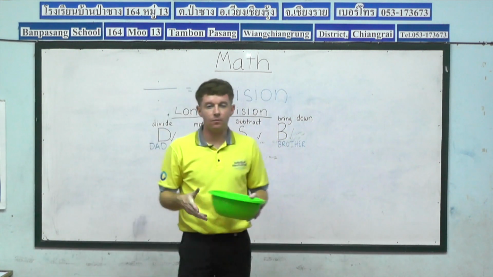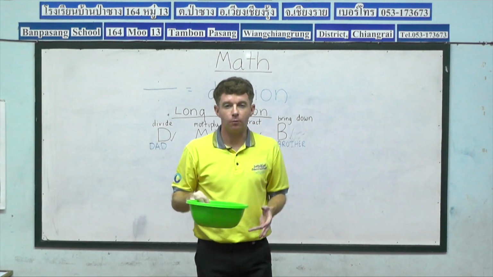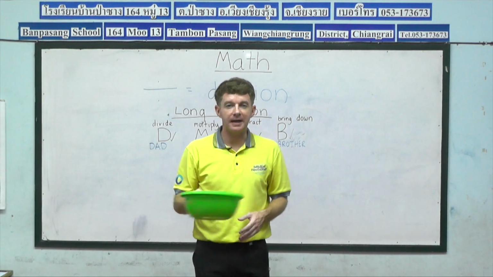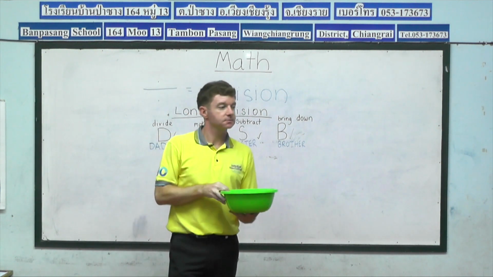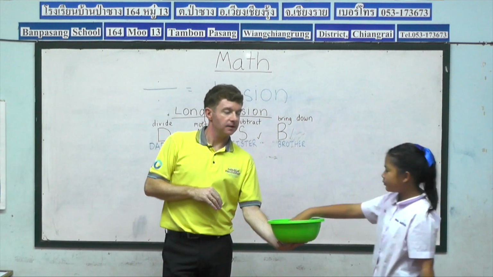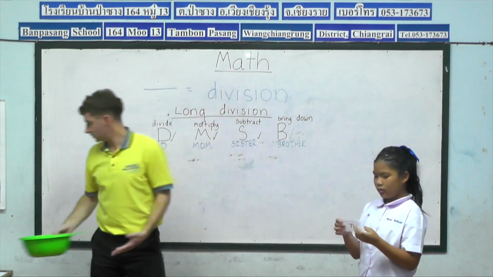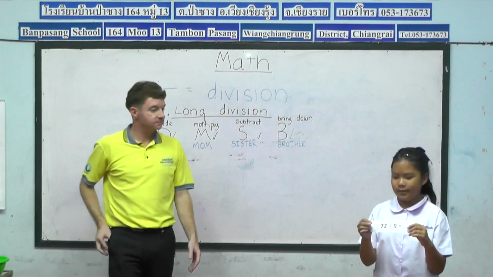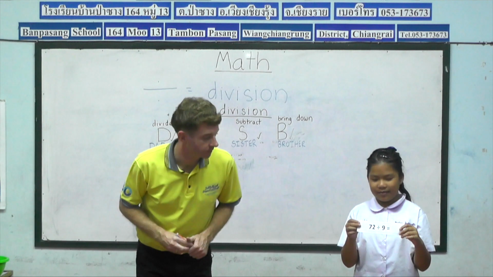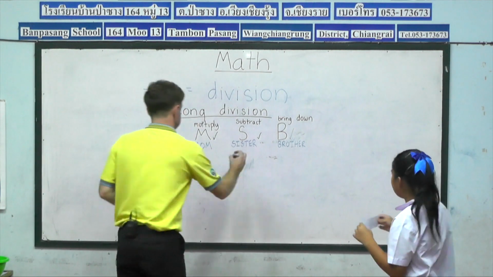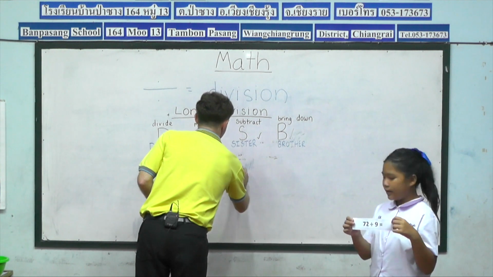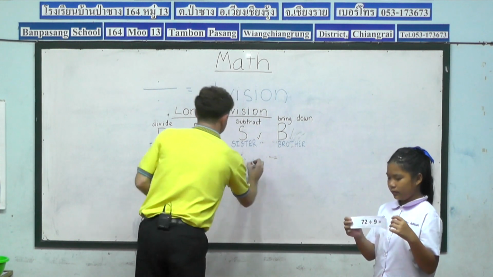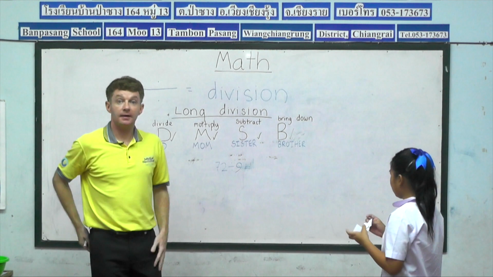Okay, so now our next student, I would like to invite Lakau. Please come and join me at the front of class. Lakau will choose her division sum. Show it to your friends. 72 divided by 9 equals, let's find out.